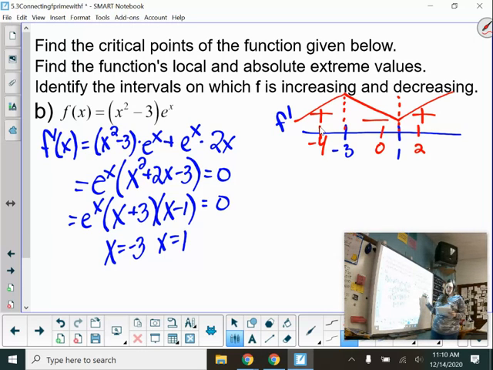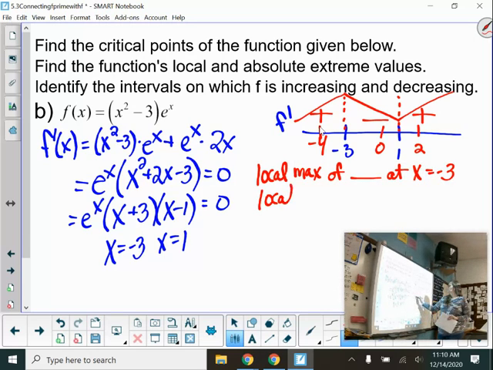So we have a local max of something at x equals -3, local min of something else at x equals 1. You could plug those in, because for example, if you plug in 1, you're going to get 1 squared. Again, we plug into the original problem. 1 squared, which is 1, minus 3 is -2, e to the first. So this is going to be -2e.